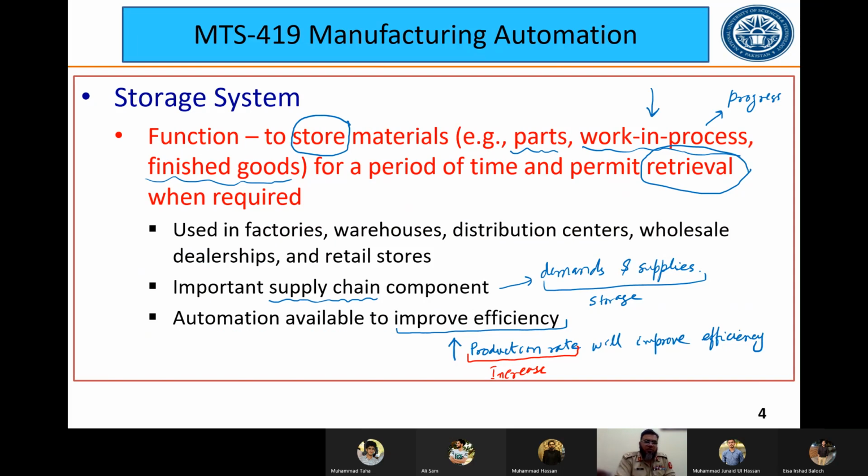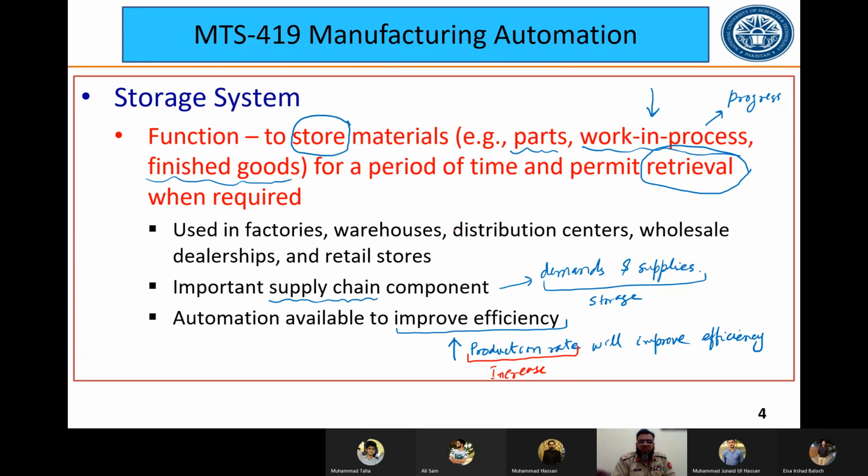So the function of a storage system is to store materials. That is, these can be parts, these can be work in process. You must have realized or seen that we had introduced a terminology which was called work in process, which was used to store the raw materials or the finished product as well. So the function is to store the materials for a period of time and permit retrieval when required.